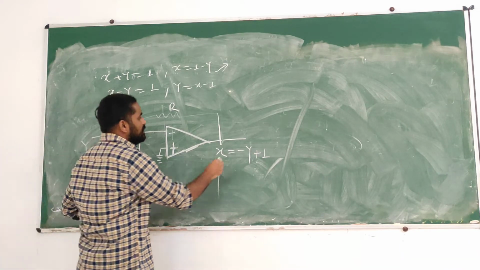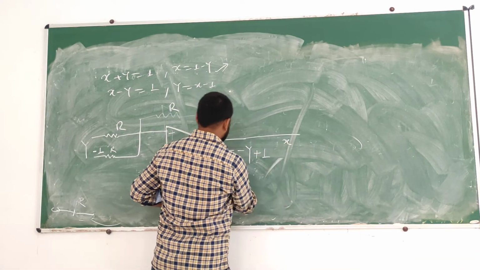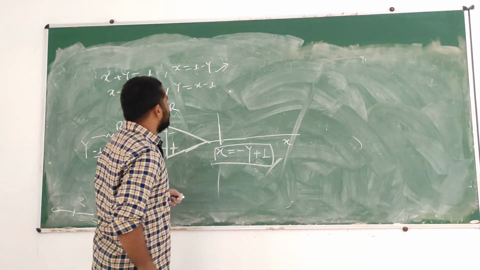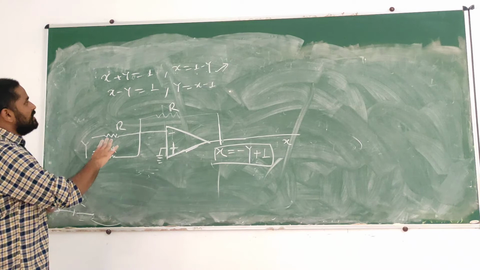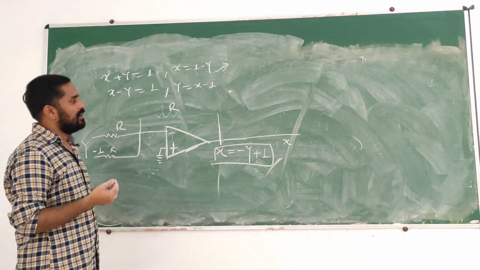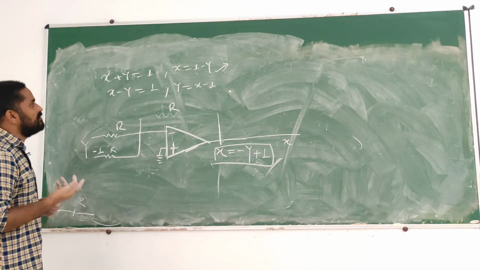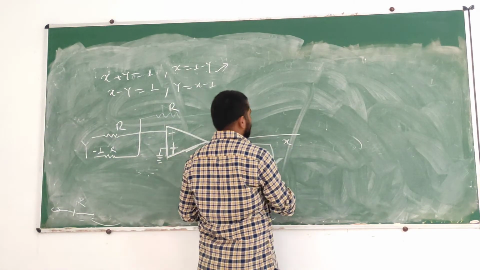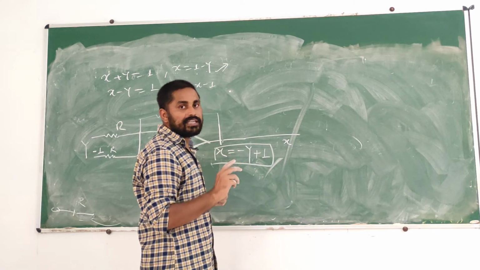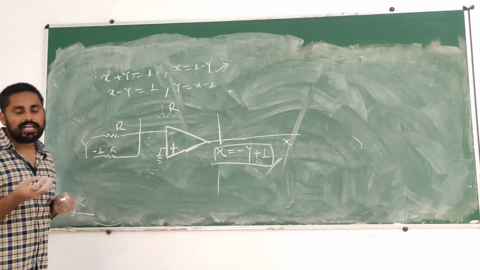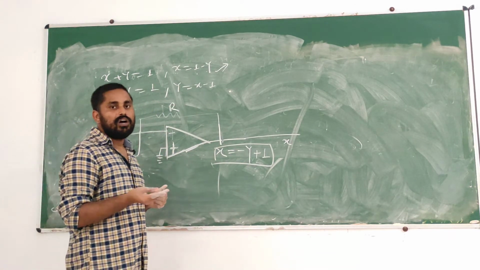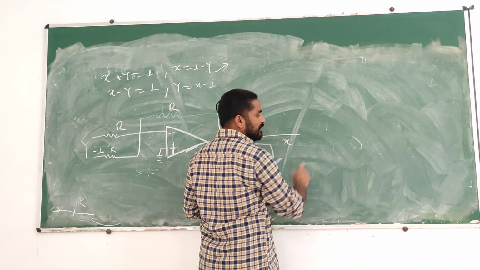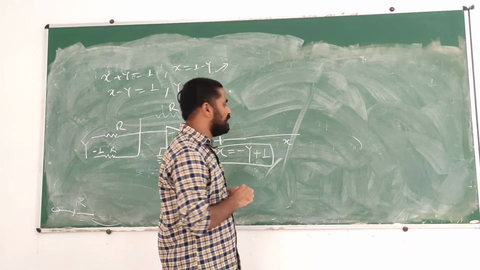It is very easy. Here we got the x value, x is equal to minus y plus 1. Now we need x minus 1. How to get x minus 1? It is very easy. Either we can get it with the help of a difference amplifier, or with the help of inverting and non-inverting uses. There are two ways we can do it here. We are proceeding with the first way.